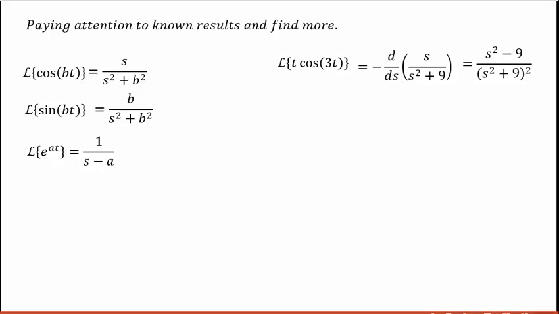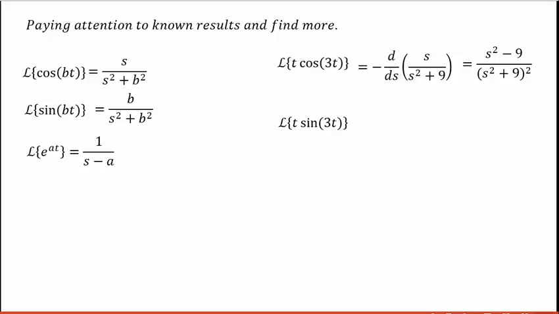This derivative is just the quotient rule. If you apply the quotient rule, your final answer will come out like s squared minus 9 over s squared plus 9 squared. We are going to the second example, t sine 3t. So, the Laplace transform of that.